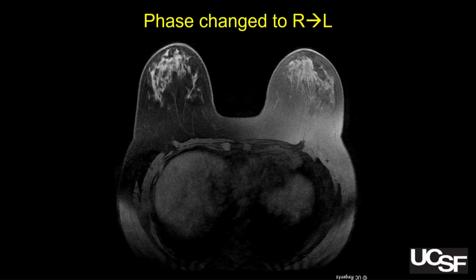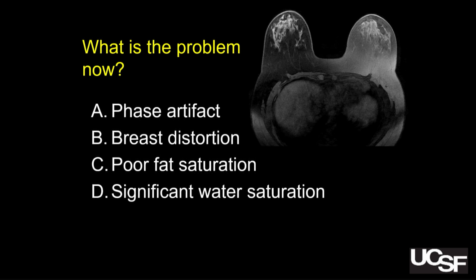The description was, well, now the breasts are two different colors, but at least the phase artifact is gone. And I asked the key question: is the tissue black? Is there black breast tissue? That is the key in terms of answering what the problem is now. So not phase artifact, we fixed that, not distortion.